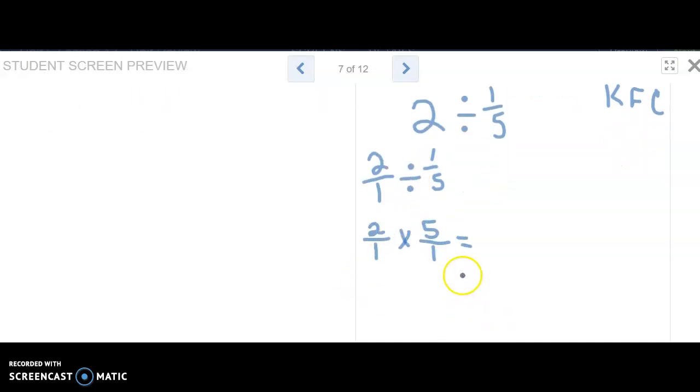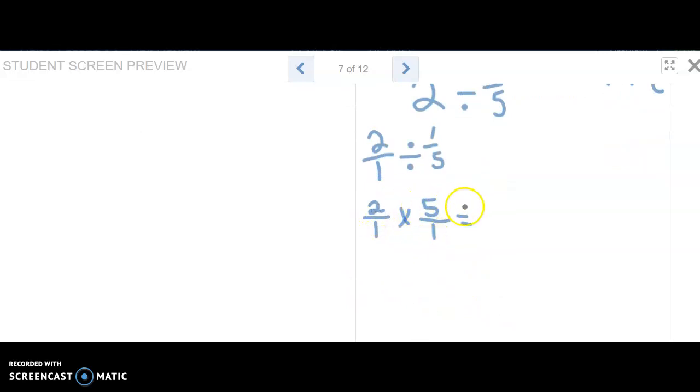Next, I'm going to multiply my numerators. 2 times 5 is 10. Multiply my denominators. 1 times 1 is 1. And I'm going to simplify. 10 over 1 is equivalent to 10.